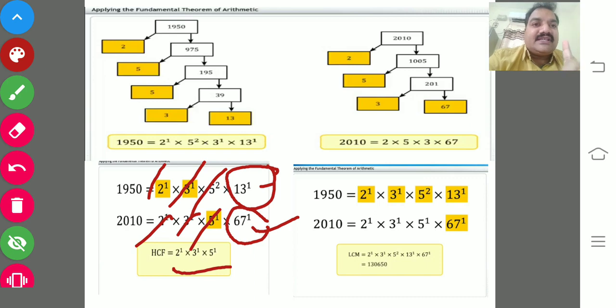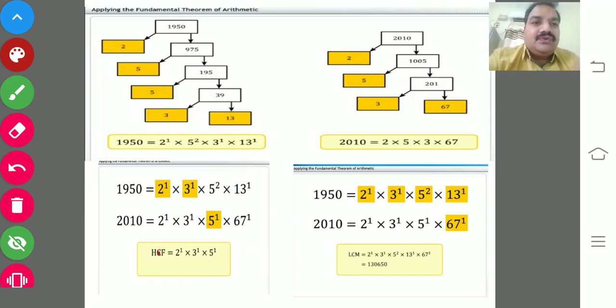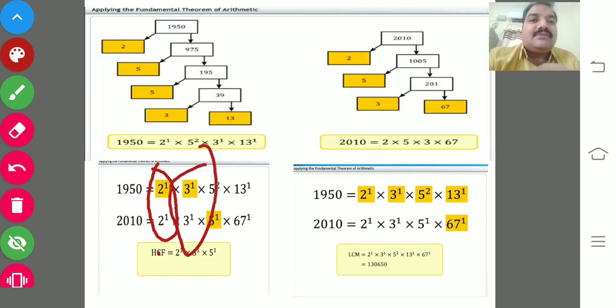The first step is to identify whether the prime number is there in both numbers as a product or not. The second thing is that only the lowest power we have to take as common. You have to keep these two things in mind. So 2 to the power 1 we have taken; it doesn't matter because in both 1950 and 2010 it is repeated one time only, and 3 to the power 1 is also repeated one time.